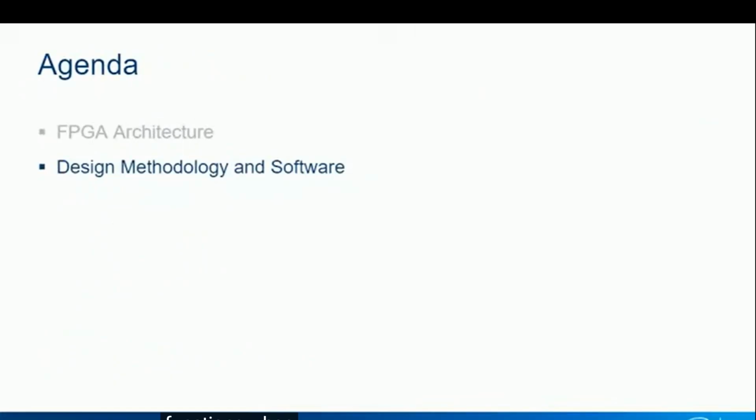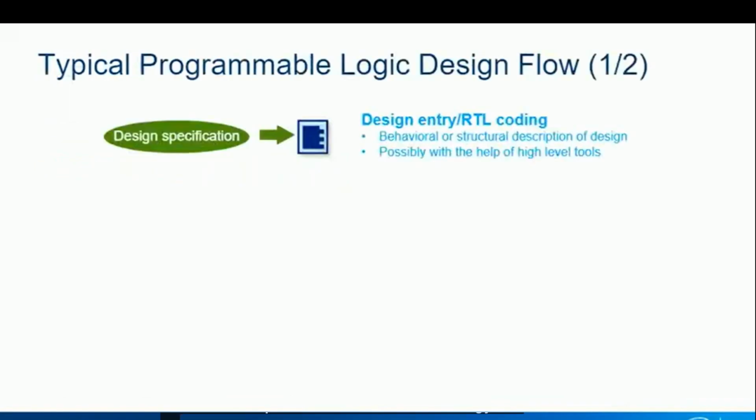To finish up this training, let's take a look at the general design methodology used for creating an FPGA design and how the Intel Quartus software implements this methodology on a device. The FPGA design methodology can be summarized with a simple design flow. Based off the original design specification, the design is created typically with some form of graphical tool or coded in a hardware description language that describes the behavior or logic structure of the design at the register transfer level, or RTL.